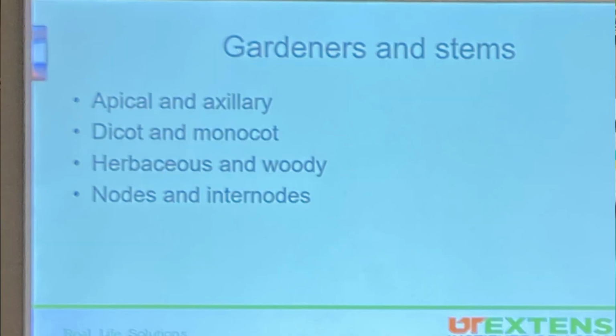A detailed understanding of stem structure and function can aid in describing and organizing plants. Flowering plants are generally divided into two broad groups called monocots and dicots. These groups differ in many ways, but one of the most distinctive is their stem structure. So let's get into it. Okay, gardeners and stems. We have apical and axillary, dicot and monocot, herbaceous and woody, nodes and internodes.